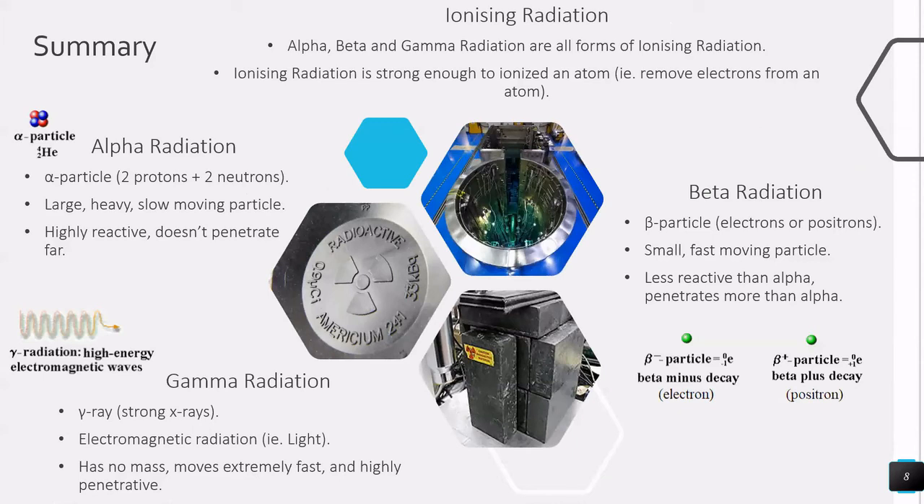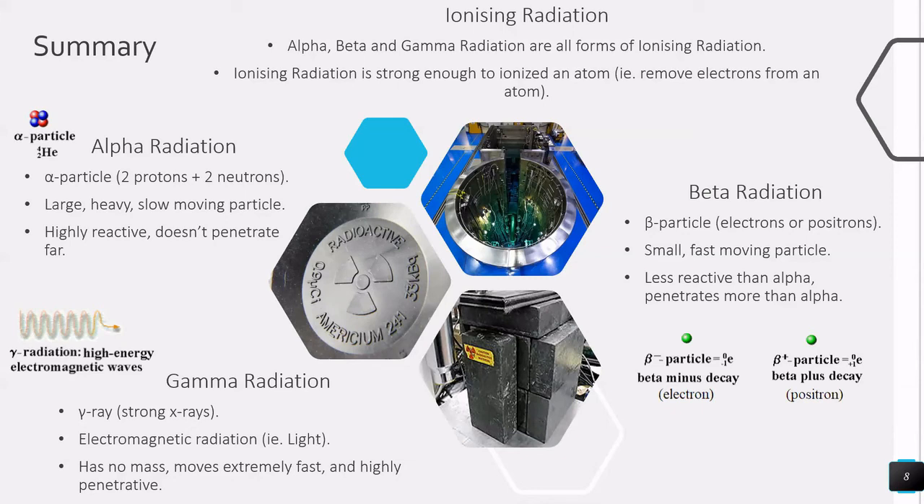In summary, alpha, beta, and gamma radiation are all forms of ionizing radiation, which means they react strongly with matter and are able to ionize atoms. Alpha radiation is made of 2 protons and 2 neutrons to form a large, heavy, slow-moving helium ion. Alpha radiation is highly reactive and therefore does not penetrate far through matter. Beta radiation is small, fast-moving electrons or positrons. Beta radiation is less reactive than alpha radiation, but however is more penetrative.